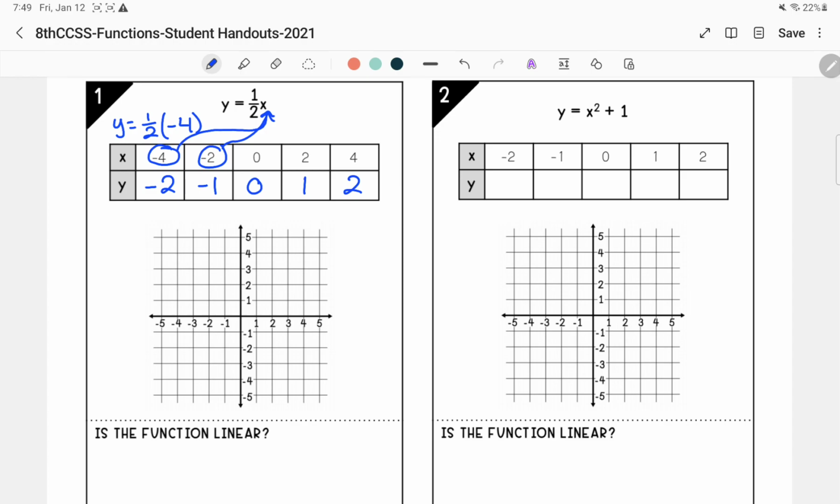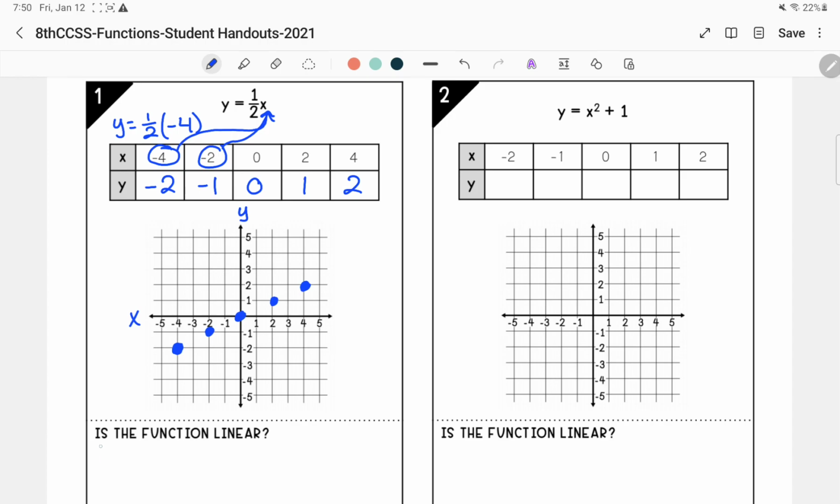So now we can plot these points. I have a point at x, y. So -4 is my x, -2 is my y. Plot that point. Remember, this is my x-axis, this is my y-axis. I have points at (-2, -1), (0, 0), (2, 1), and (4, 2). So is this function linear?